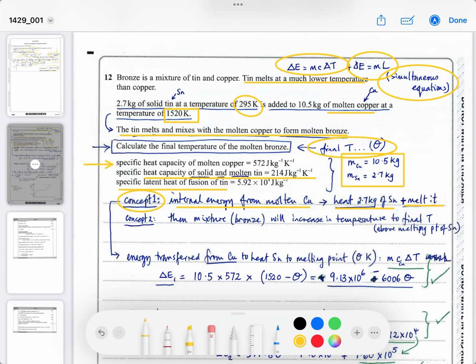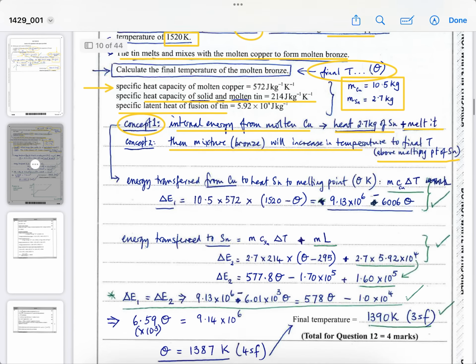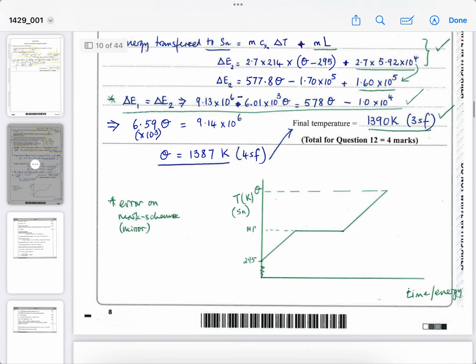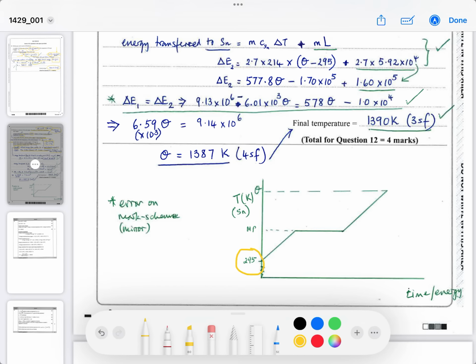Right. Concept 2 is then after it's melted, the mixture, bronze, will increase in temperature, yeah, to a final temperature above the melting point of tin. Okay. So at the bottom, I put down what's really happening. So the tin starts at 295. It then heats for a while. It then changes state, and then it carries on heating to the final mixture when thermal equilibrium has been reached.